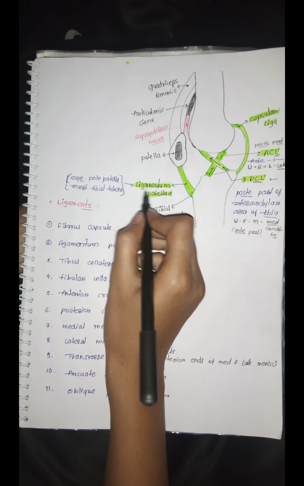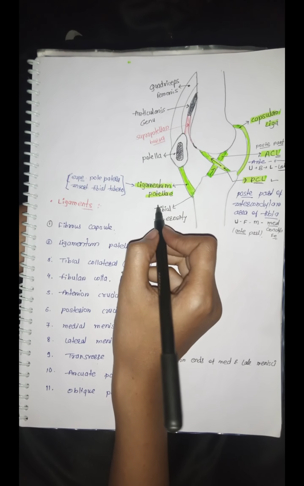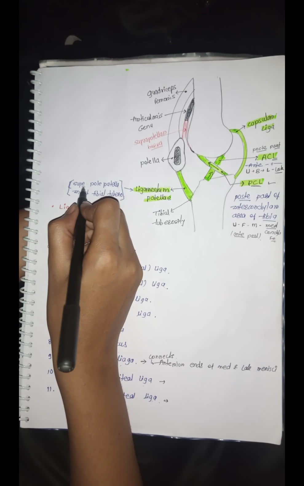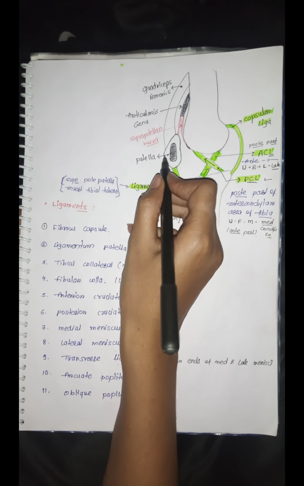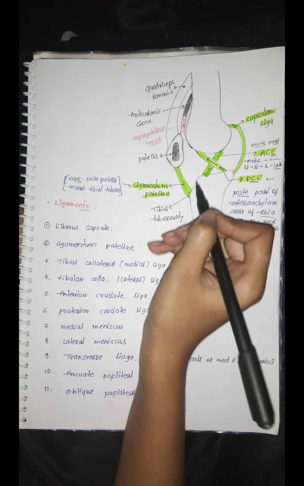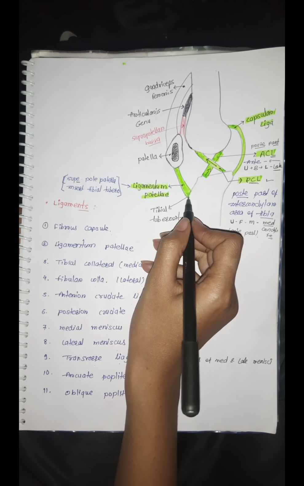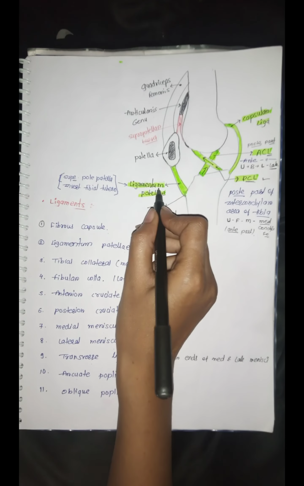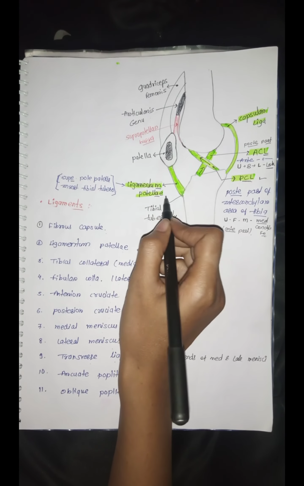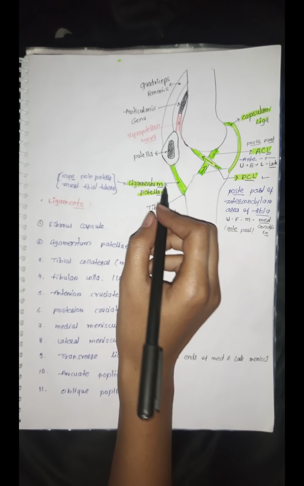Then next is ligamentum patelli. Ligamentum patelli is attached superiorly to the pole of patella and inserts into the tibial tuberosity. That is the ligamentum patelli. It is the tendon of quadriceps femoris.